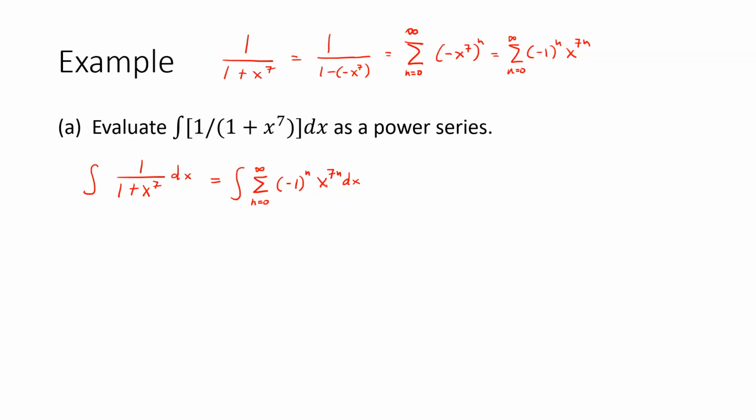And now, just doing the term-by-term integration here of x to the 7n, we'll just apply the power rule to that x to the 7n factor. And just integrating x to the 7n, we have the series negative 1 to the n, x to the 7n plus 1 over 7n plus 1.